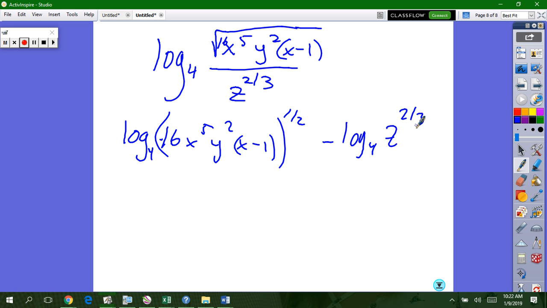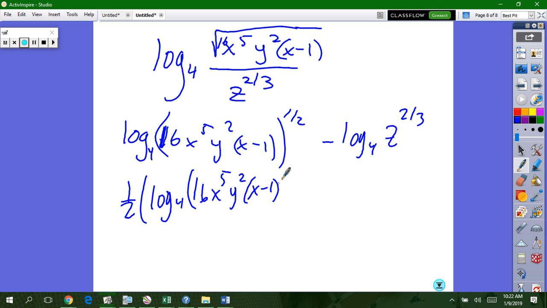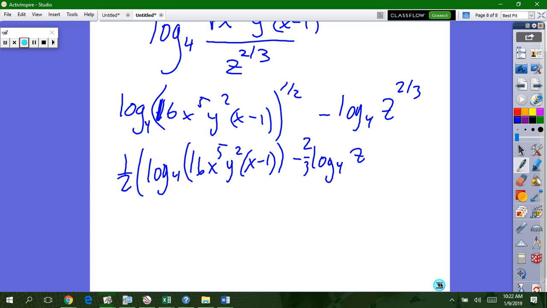Okay, now what can I do? I got two options. One, bring him out front for everybody. Nope, I think that just got my dot there. So I'm going to bring the half out to everybody. So far, so good? Please give me patience.